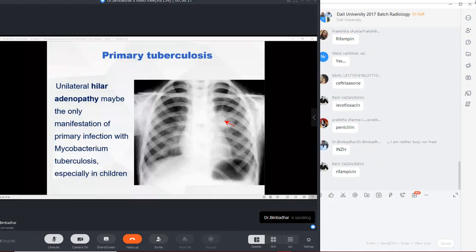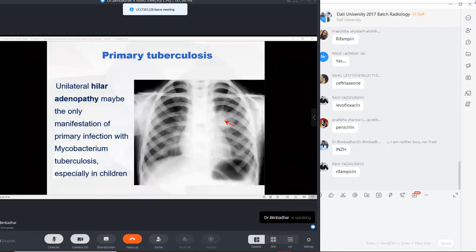Isoniazid, rifampicin, pyrazinamide, and ethambutol are the drugs that are given for tuberculosis. But for resistant tuberculosis, we are going to add levofloxacin and streptomycin. Anti-tubercular drugs, what are the drugs we actually give? We give rifampicin, isoniazid, pyrazinamide, and ethambutol.